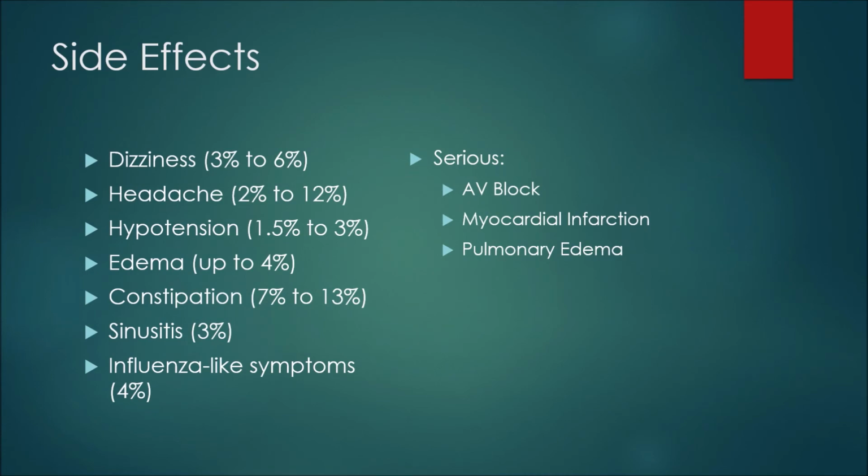Constipation may happen 7 to 13% of the time, and sinusitis may happen 3% of the time. Some patients may experience influenza-like symptoms. This seems to happen about 4% of the time. Now, some more serious side effects would be atrioventricular block, a myocardial infarction or a heart attack, and finally, pulmonary edema. All right, everybody, that's all we're going to talk about today with verapamil or Isoptin.